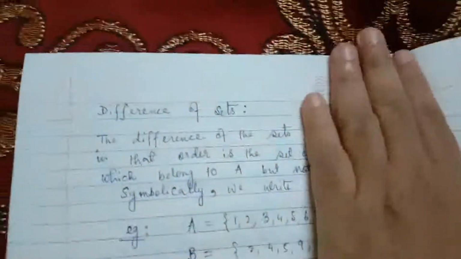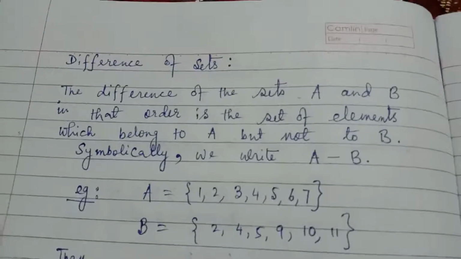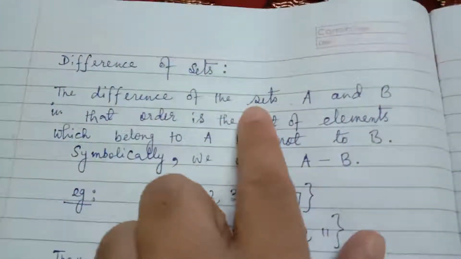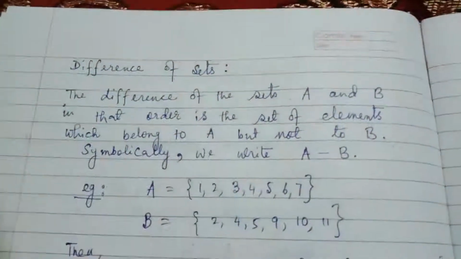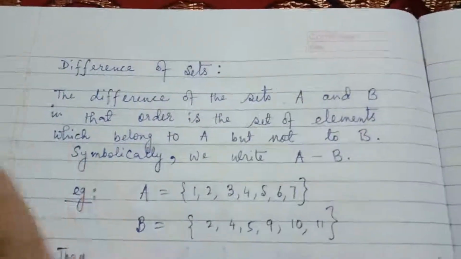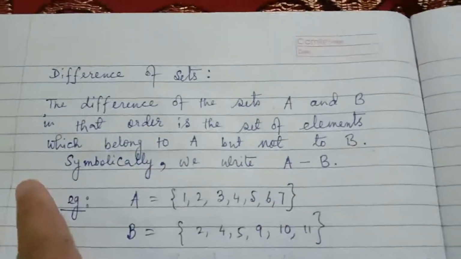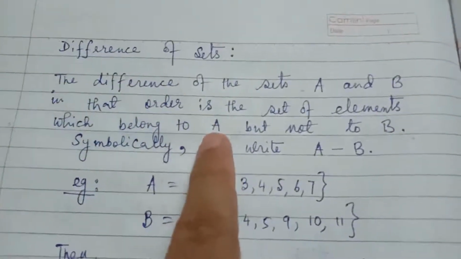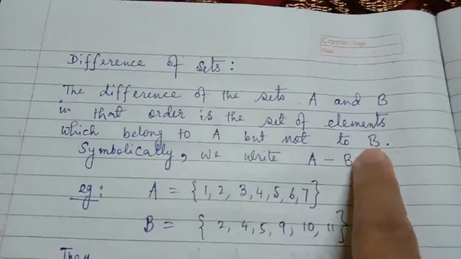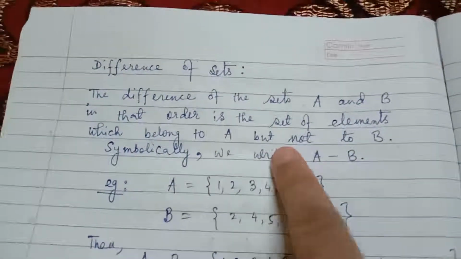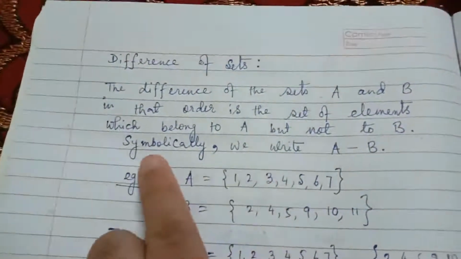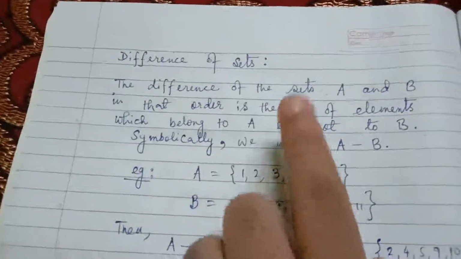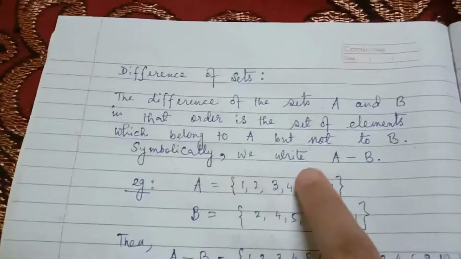Let us move to another definition, difference of sets. The difference of the sets A and B, in that order, that is first A then B, is the set of elements which belong to A but not to B. Before an example, I want to say the difference of A and B is symbolically written as A minus B.